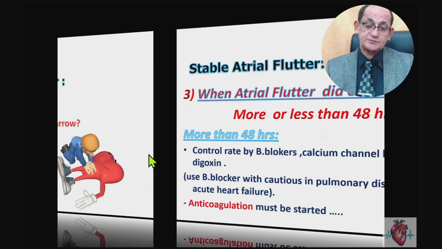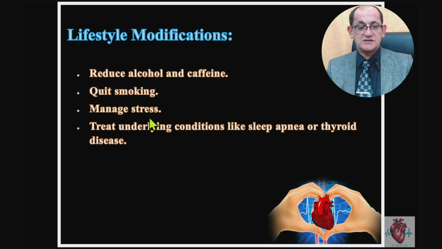But remember, in real situations, we don't treat rhythm, we treat patients that have rhythm, because every patient is different. So we must treat the patient, not the rhythm. Lifestyle modification: reduce alcohol and caffeine intake, stop smoking, manage stress, treat underlying conditions like sleep apnea or thyroid disease.